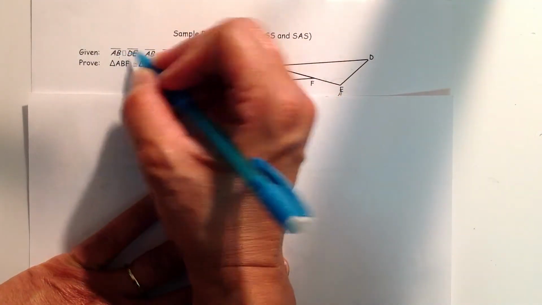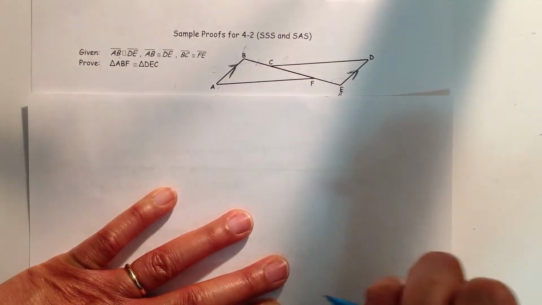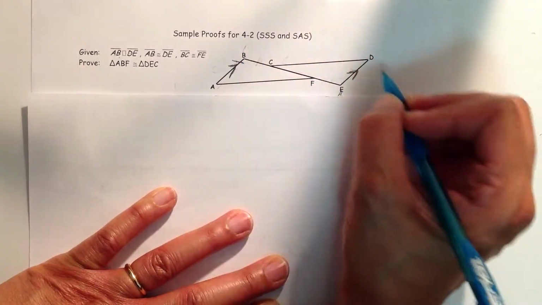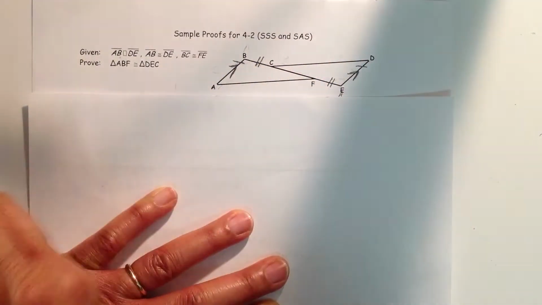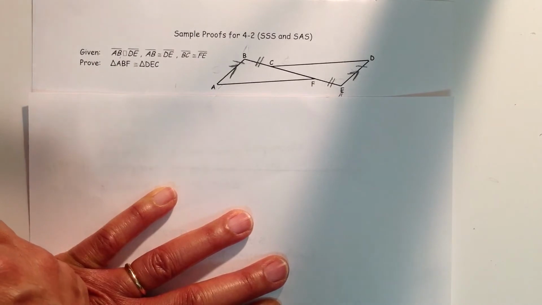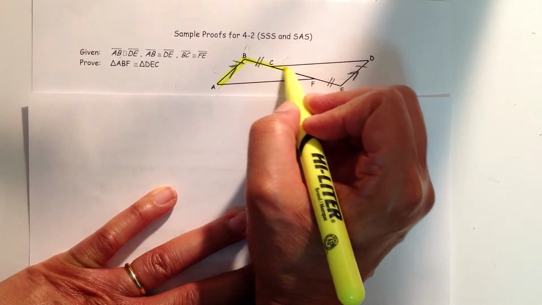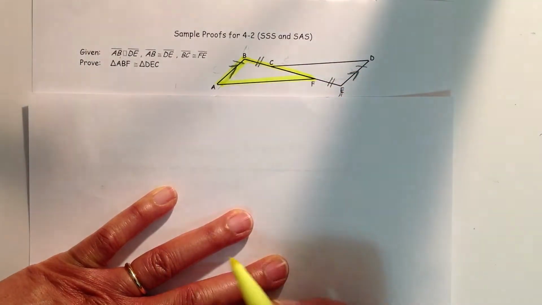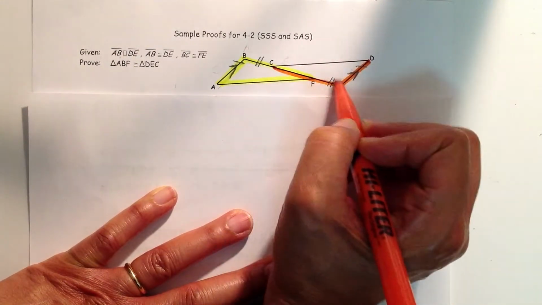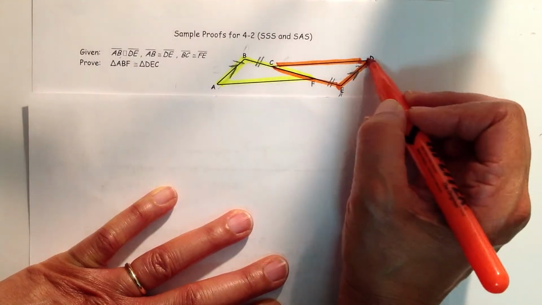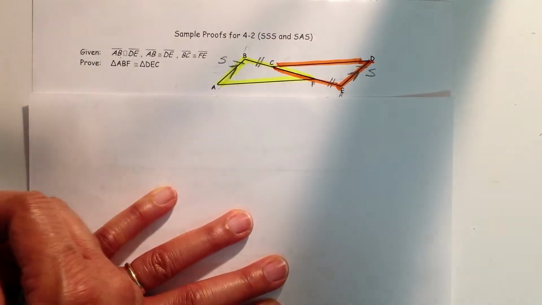So we've got AB is parallel to DE, which I'm marking here. And we've got AB is congruent to DE, which I'm marking. And we've got BC is congruent to FE. That's all we really know from what is given. And we know we're trying to prove the triangle ABF, this triangle here, is congruent to triangle DEC, this triangle here. So the only thing that we know so far is that these two sides are congruent.